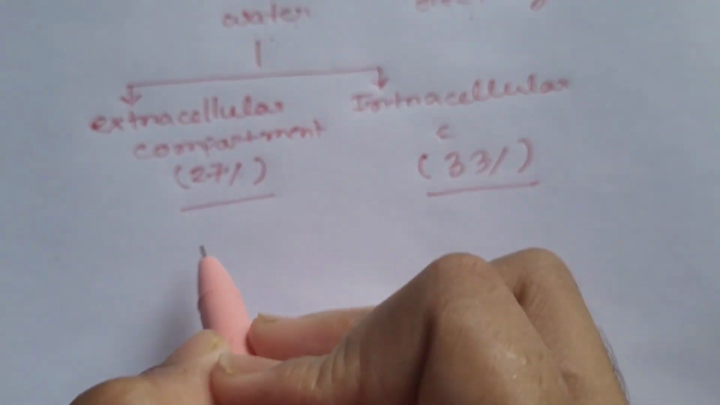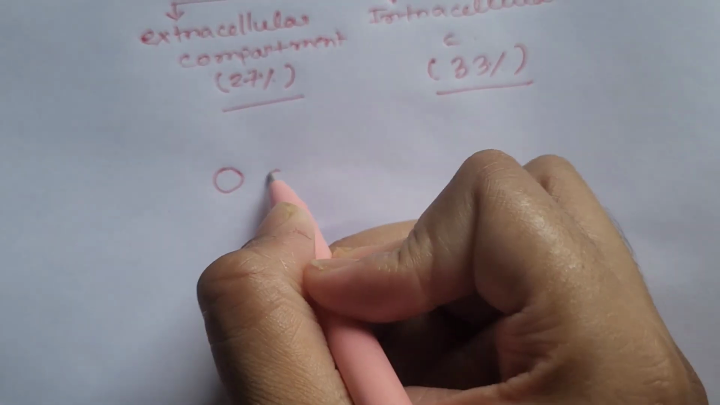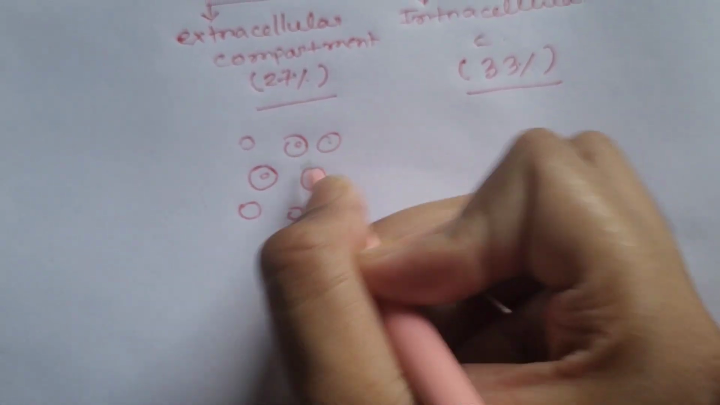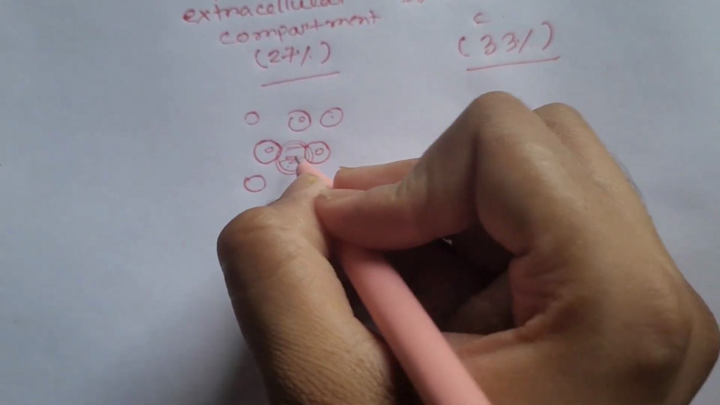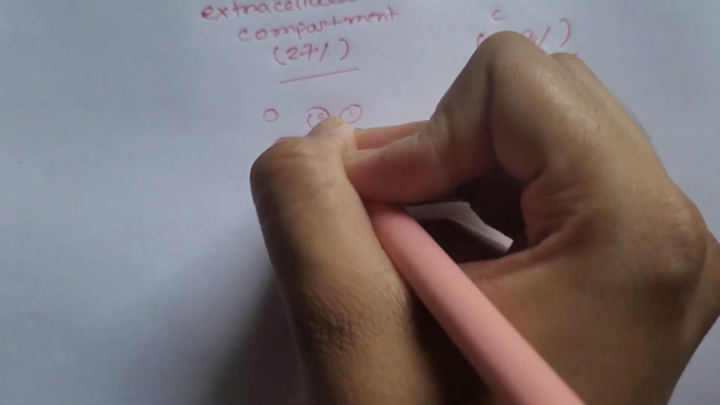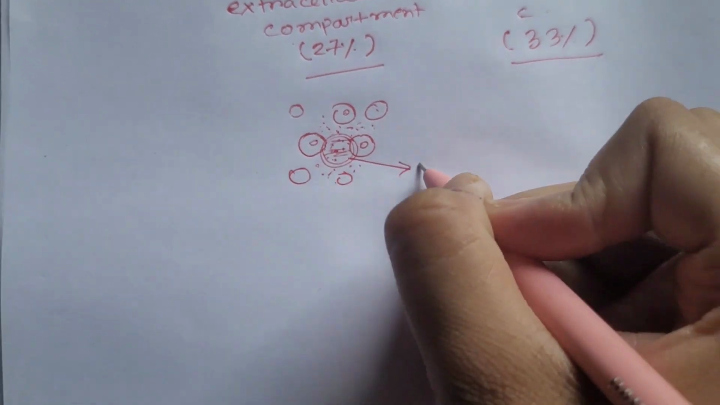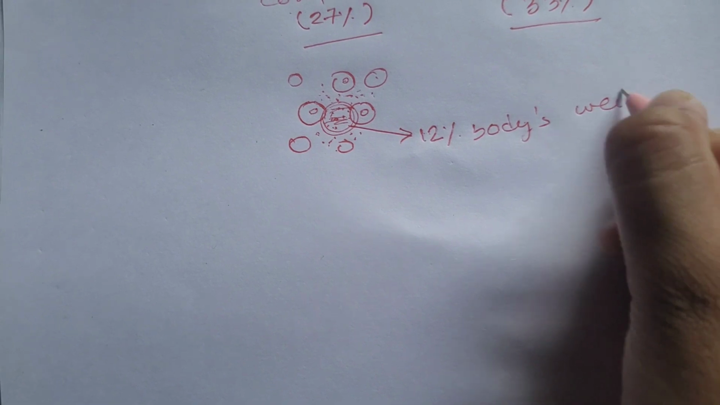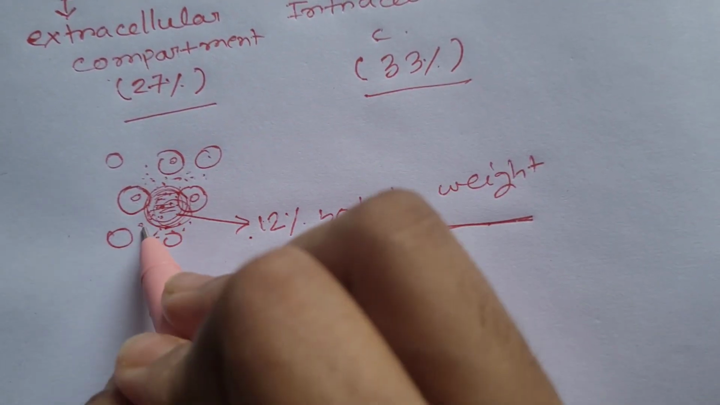Now we know that there is a space called the interstitial space. If it is a cell and there is another cell, and there are too many cells, then the space in between these cells will be called the interstitial space. This space also holds some water, and this water constitutes 12% of the body's weight. So 12% of body fluid in the interstitial space will be normal.